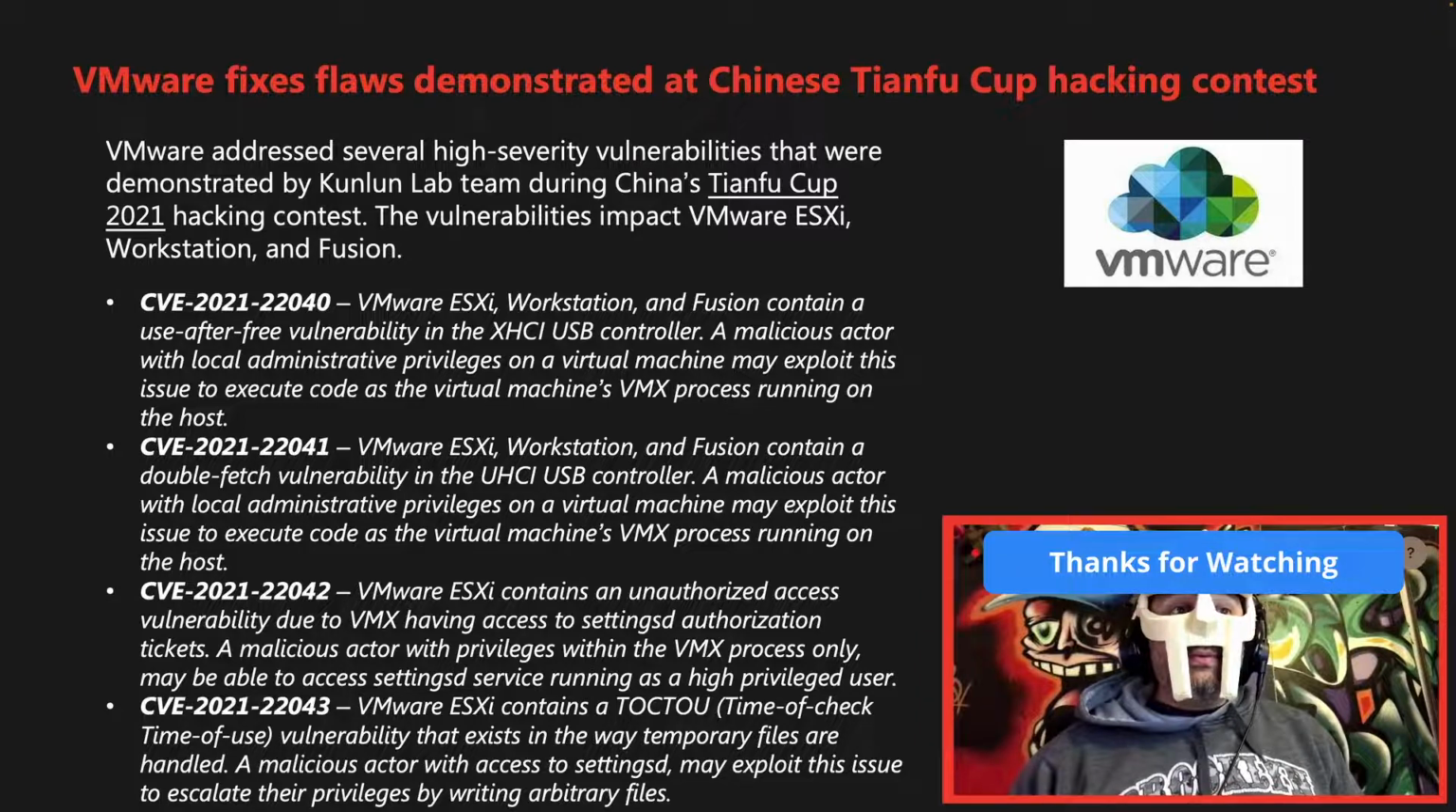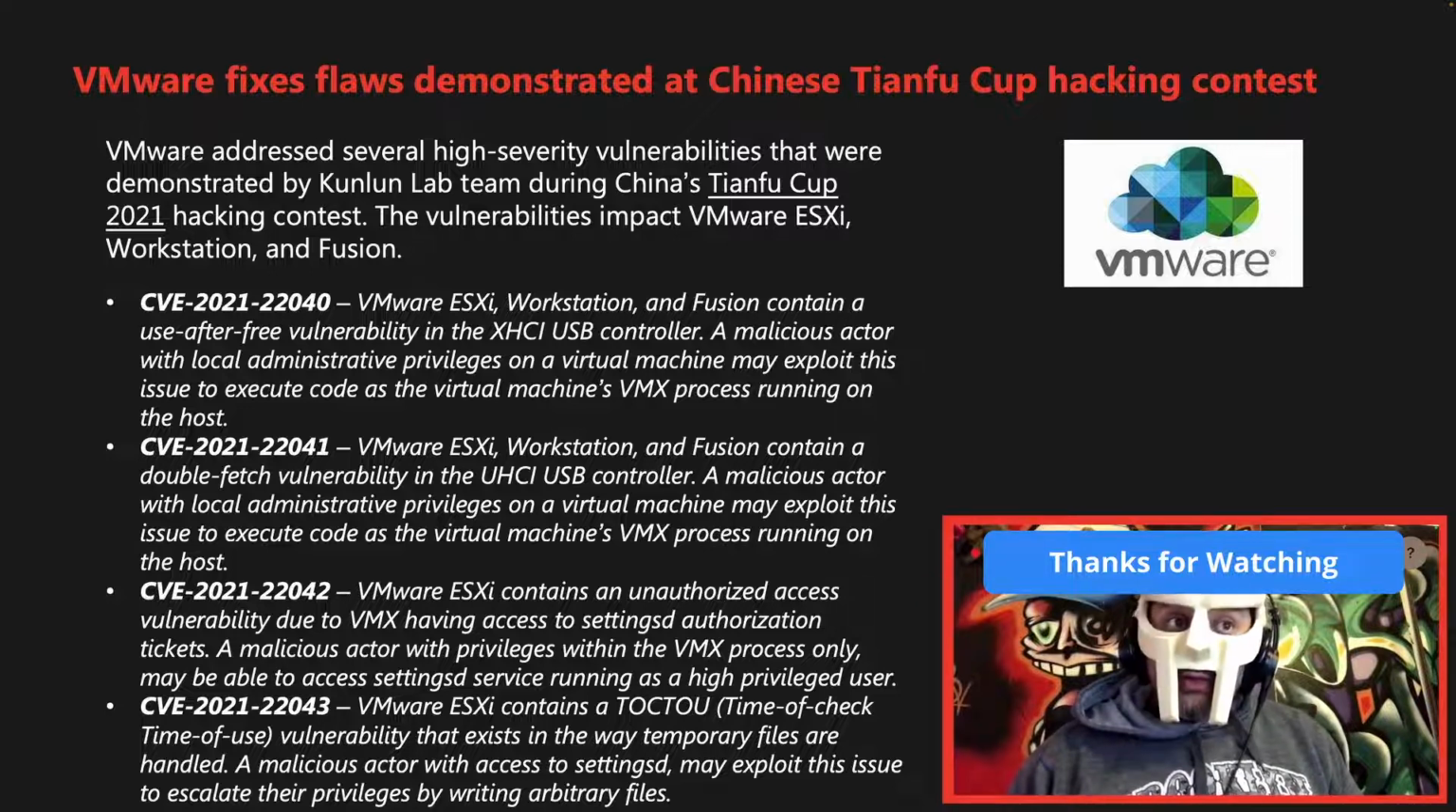Then, CVE-2021-22042. Again, VMware ESXi contains an unauthorized access vulnerability in VMX having access to settingsd authorization tickets. A malicious actor with privileges within the VMX process only may be able to access settingsd running as a high-privileged user. Then we have CVE-2021-22043, where VMware ESXi contains a TOCTOU, a time of check, time of use vulnerability that exists in the way temporary files are handled. A malicious actor with access to settingsd may exploit this issue to escalate their privileges by writing arbitrary files.